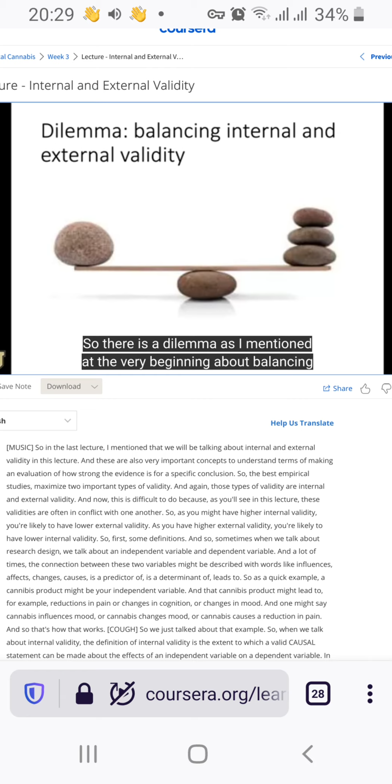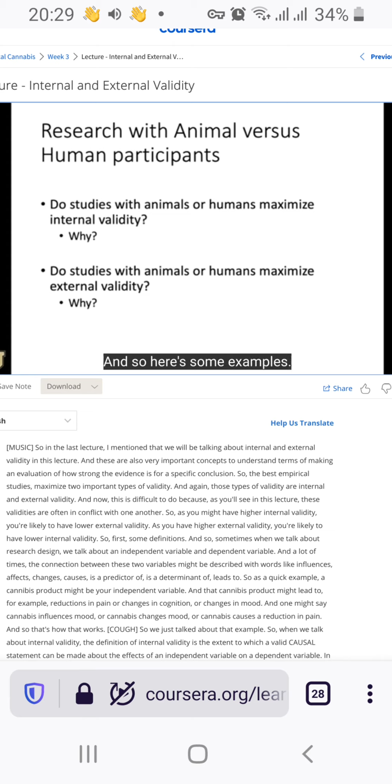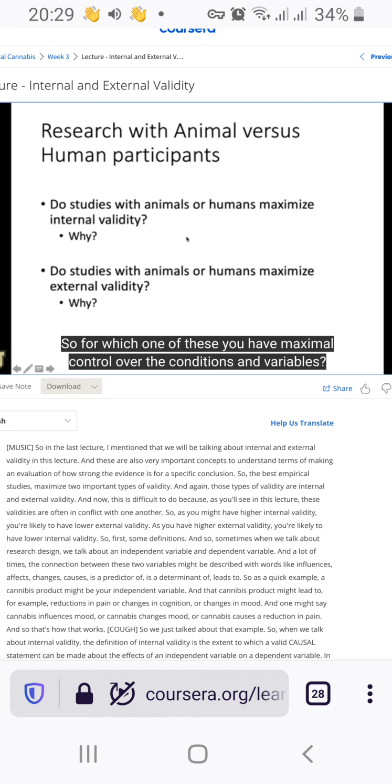So there is a dilemma, as I mentioned at the very beginning, about balancing internal and external validity. And so here's some examples. Research with animals versus human participants, right? So do studies with animals or humans maximize internal validity? So for which one of these do we have maximal control over the conditions and variables? Well, of course, it's the animal studies, right? We can control everything, the environment, exactly the dose they get. With humans, it's much harder to establish that level of control.